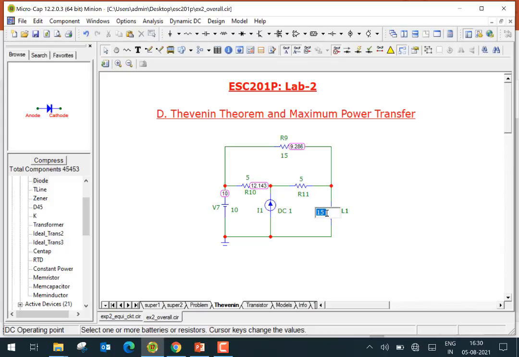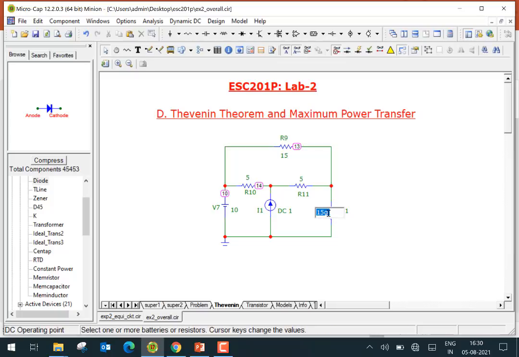We could simply put in a very large resistor. So let me put 15 gigaohms, which is like an equivalent open circuit here. So we find that the open circuit voltage is 14 volts here, right? So that's done, 14 volts.